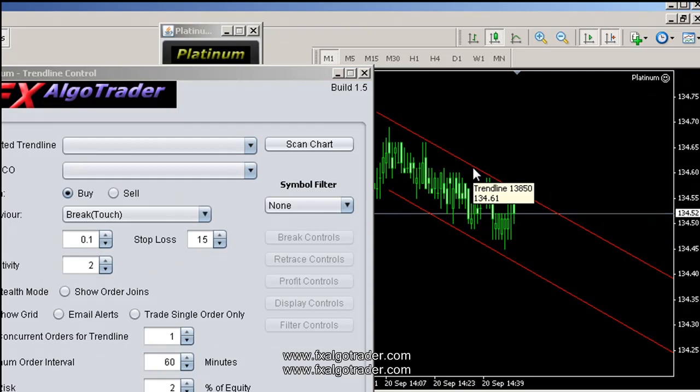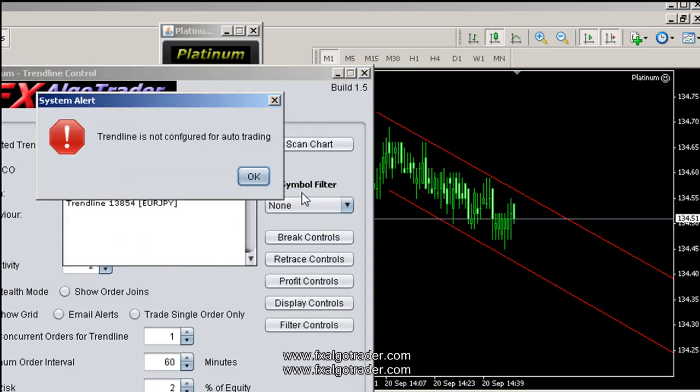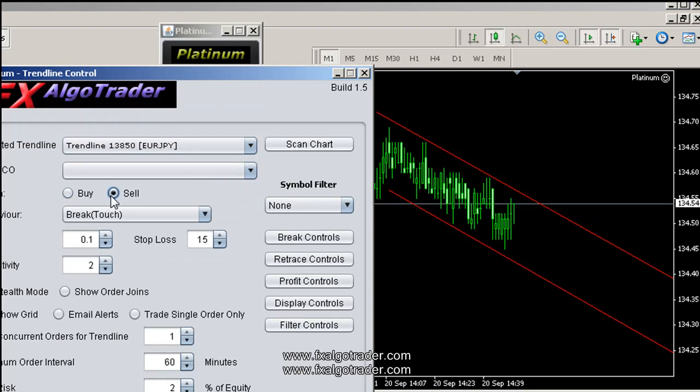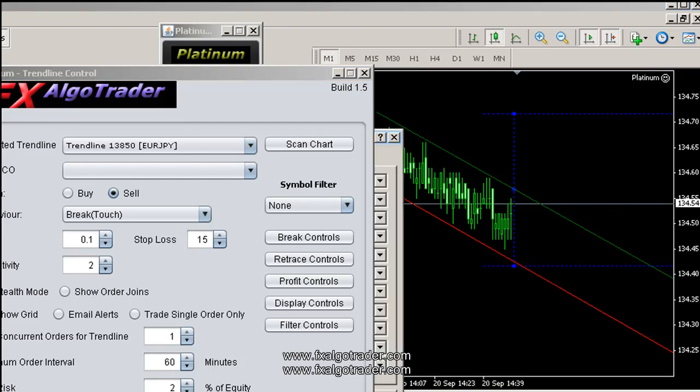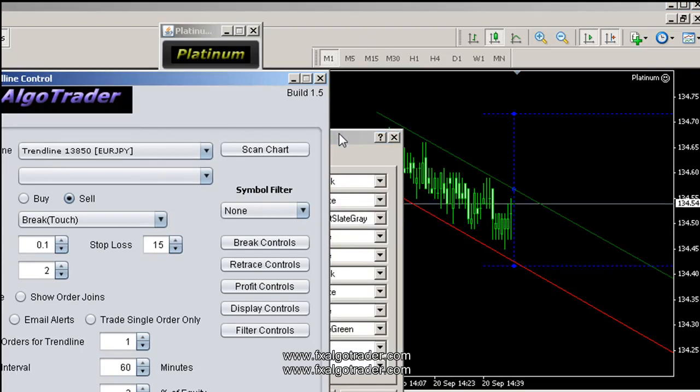We want first, we want 13,850 is our resistance level. So sell, break, touch, same gig as last time. Save those settings. Right click on the chart. Remember, show object properties.